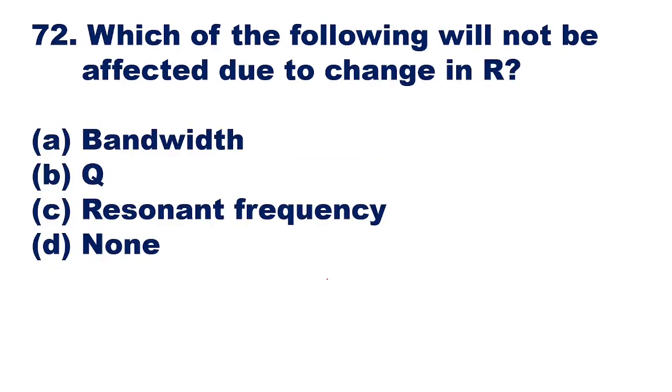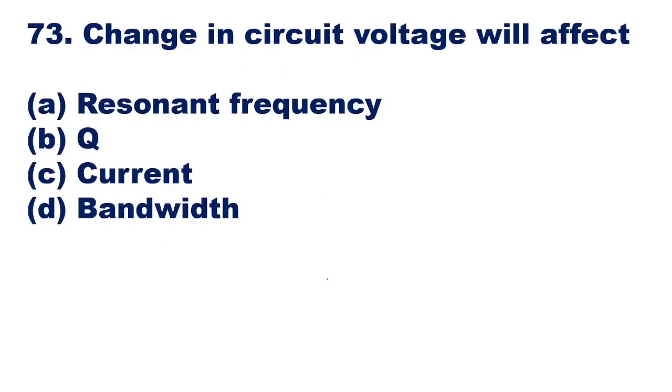Which of the following will not be affected due to change in R? Options are bandwidth, option B is Q factor, option C is resonant frequency, option D is none. Option C will be the right answer because resonant frequency is dependent on L and C, so 1 upon 2 pi root LC. So the one that will not be affected due to change in R is resonant frequency. So option C is the right answer. Then we'll go to the next question.